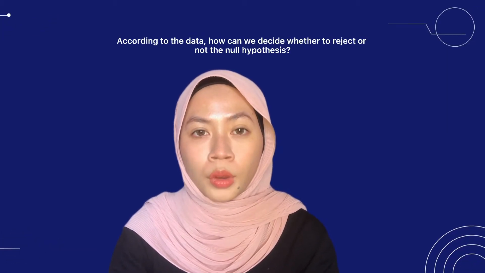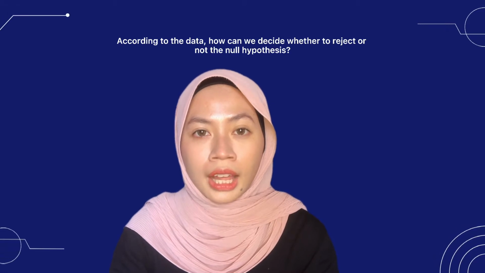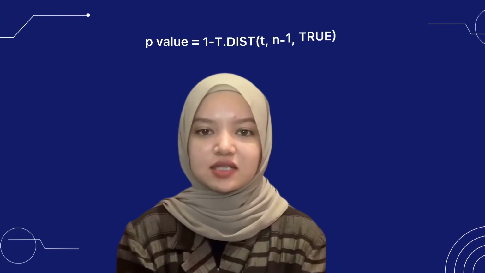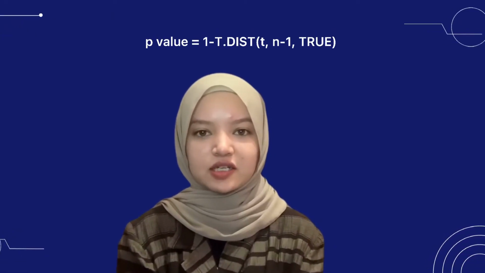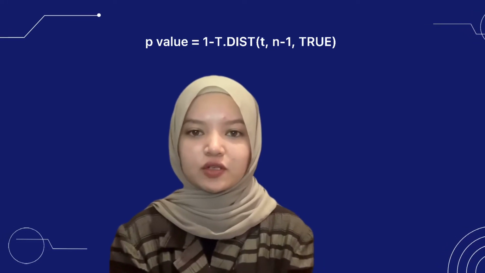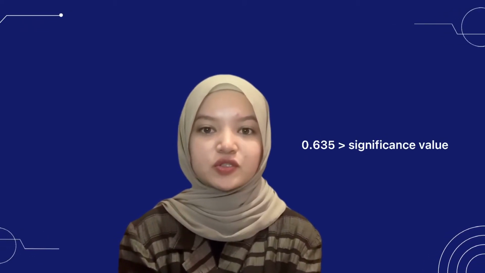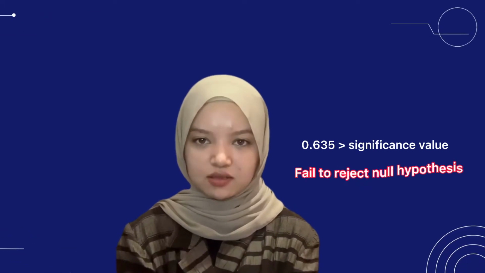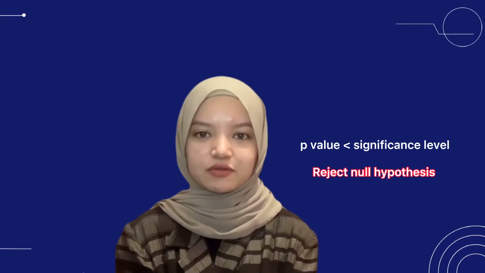Next, Hazira, according to the data, how can we decide whether to reject or not the null hypothesis? Based on this data, we will be using 0.05 as the level of significance. After we identify the p-value using the formula 1 minus T.DIST, in brackets t and degrees of freedom n minus 1, and then we put the value 2, the calculated value will be 0.65. As 0.65 is larger than the significance level, which is 0.05, therefore we fail to reject the null hypothesis. If the p-value is smaller than 0.05, we will then reject the null hypothesis.